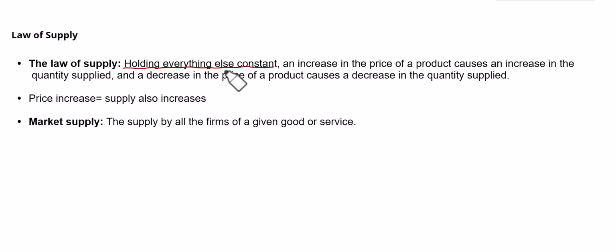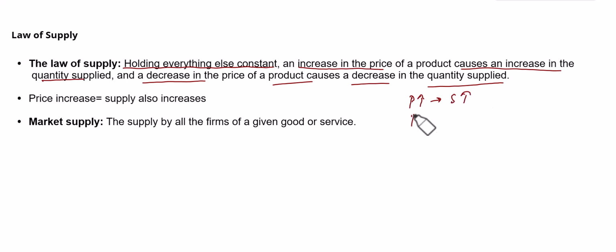So keeping everything else constant, an increase in the price level causes an increase in the quantity supplied, or a decrease in the price of a product causes a decrease in the quantity supplied. So whenever price increases, supply increases, and when price decreases, supply decreases. This is called the law of supply. They both are moving in the same direction.